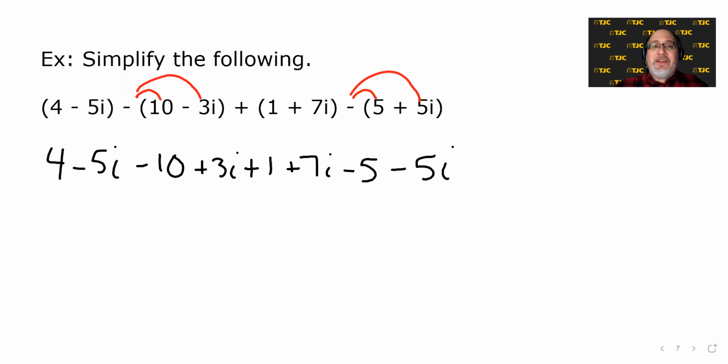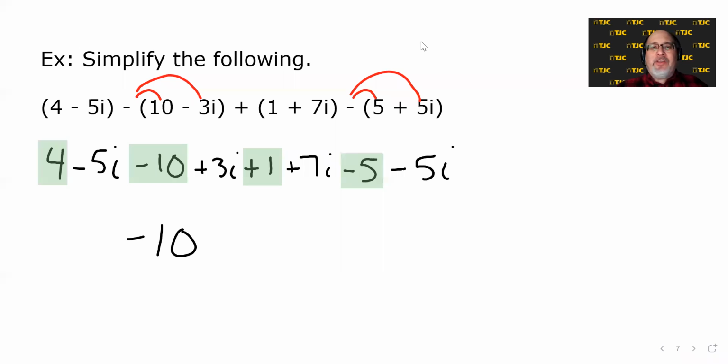And when it comes to adding complex numbers, that means finding the real parts and finding the imaginary parts, which are easy to find. The real parts don't have i's. 4 minus 10 plus 1 minus 5. Those are all the real parts. What do we get when we put all those together? Well, 4 minus 10 is negative 6. Negative 6 plus 1 is negative 5. Negative 5 minus 5 is negative 10. The real part to our answer is negative 10.